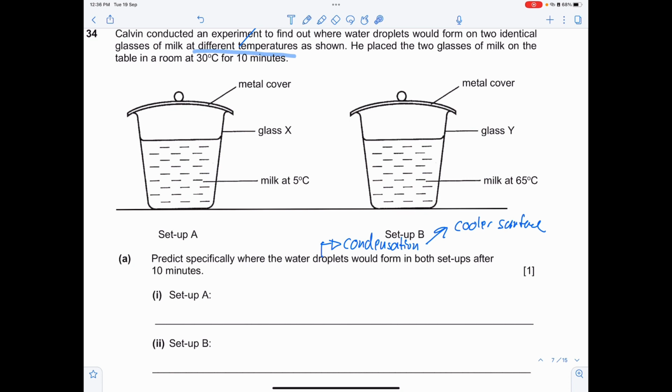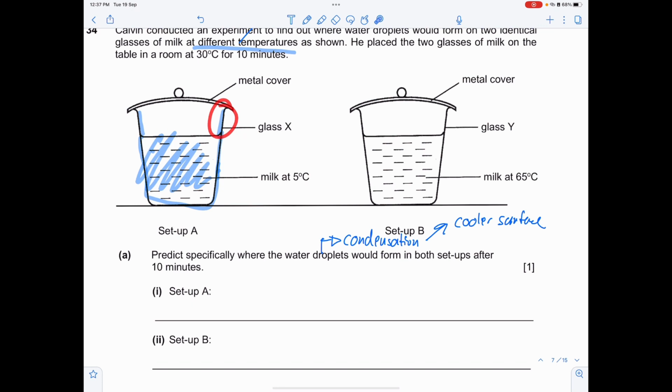So for example, for setup A, you take a look at it. The milk is at 5 degrees. So no need to say already, this whole part here would be cold. So I'm going to use blue. This part here is the coolest, because it is in contact with the cold water. Some of it may condense here at the sides as well. Why? Because heat is being lost from these parts as well. However, the majority of it should be at these areas, because this is where it is the coolest.